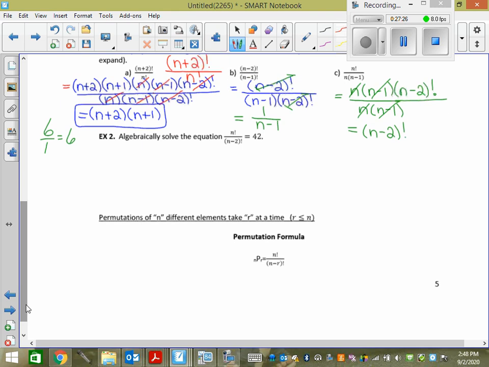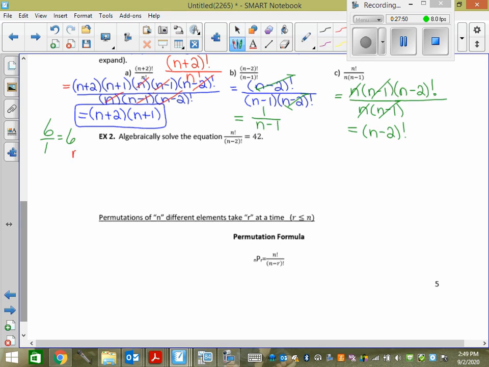Okay, we're going to look at algebraically solving this: n factorial over n minus 2 factorial equals 42. This is what's going to be asked of you. What we've done so far is just the left side, so we're going to expand that out first, always. Which is bigger, n factorial or n minus 2 factorial? N factorial. So we're going to expand it.